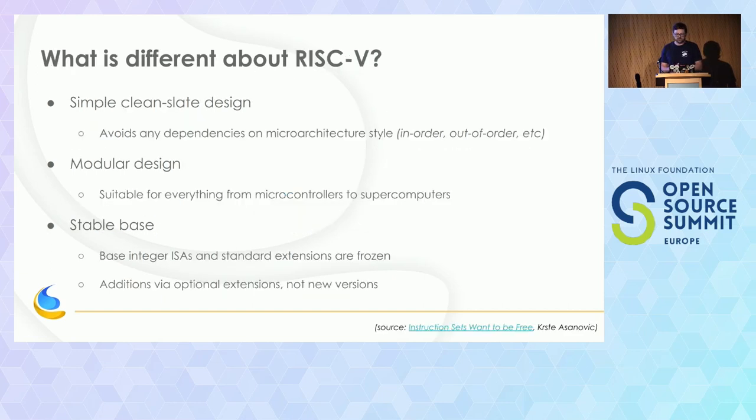So what's different about RISC-V? It's not the first open instruction set, but it's definitely gained a lot of popularity. One of the advantages is a simple clean slate design. So the people at Berkeley that created it tried to avoid any dependencies on microarchitectural style, so it's applicable to a wide range of implementations. It's also modular, so the idea is with these extensions, you can go from a small microcontroller all the way up to a large vector machine like a supercomputer. The key idea here is that there's a stable base. So we have base integer ISAs and standard extensions, which are now frozen, and those won't change. And then we add new functionality through optional extensions, but not new versions of the ISA.